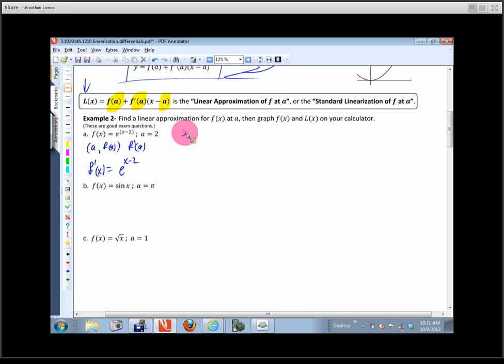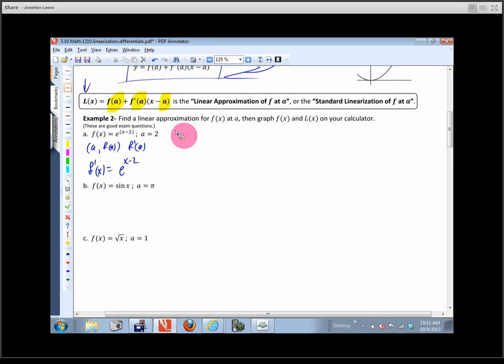We're using e to the u. The derivative of e to the u would be e to the u du dx. So if u in this case is x minus 2, then du dx is 1. That work? Okay.